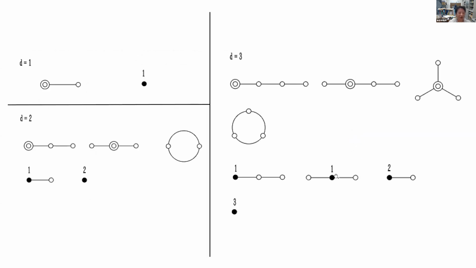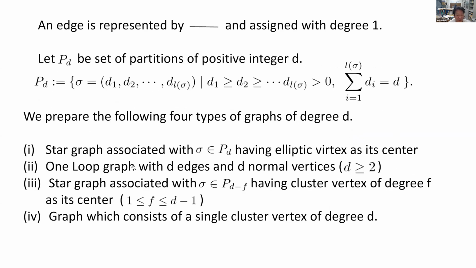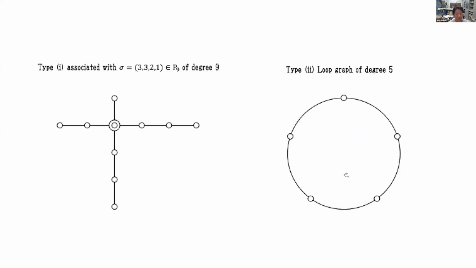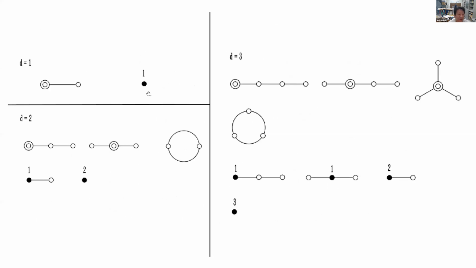Okay. So let us write down all the graphs from type 1 to 4 for degree 1, 2, and 3. For degree 1, we have only 2 types of graphs. We have to note that the type 2 graph exists if and only if d is more than 2. So in the d equals 1 case, we have 2 graphs, and in the d equals 2 case, we have 5 graphs. This 2 equals the number of the partitions of 2 and 1 plus 1.